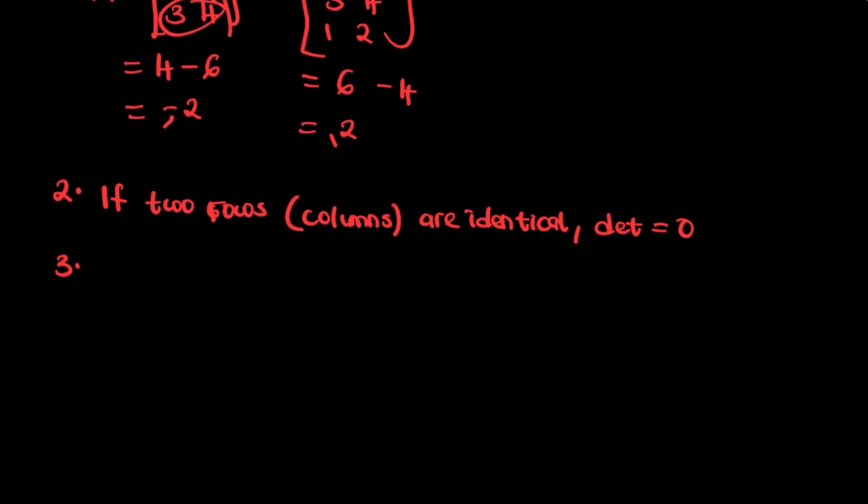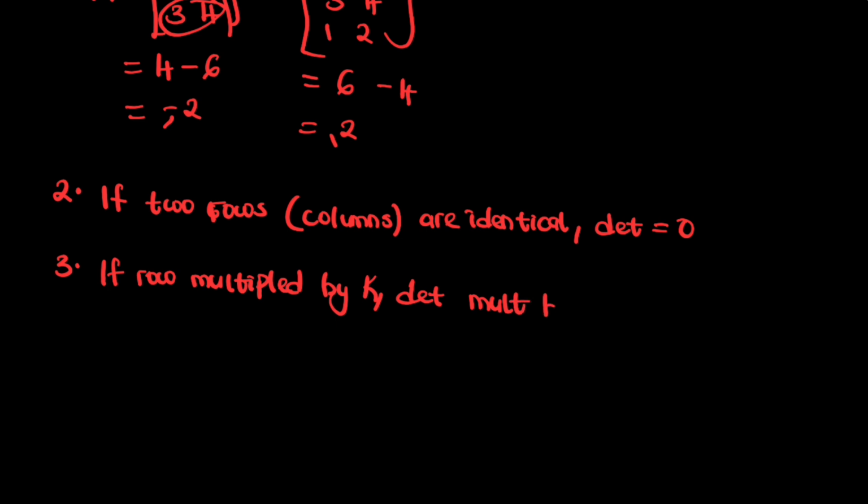Let's have the third property. If a row is multiplied by a scalar k, then the determinant will also be multiplied by the scalar. So if any row or column is multiplied by, let's say, 2, then the determinant will also be multiplied by 2.